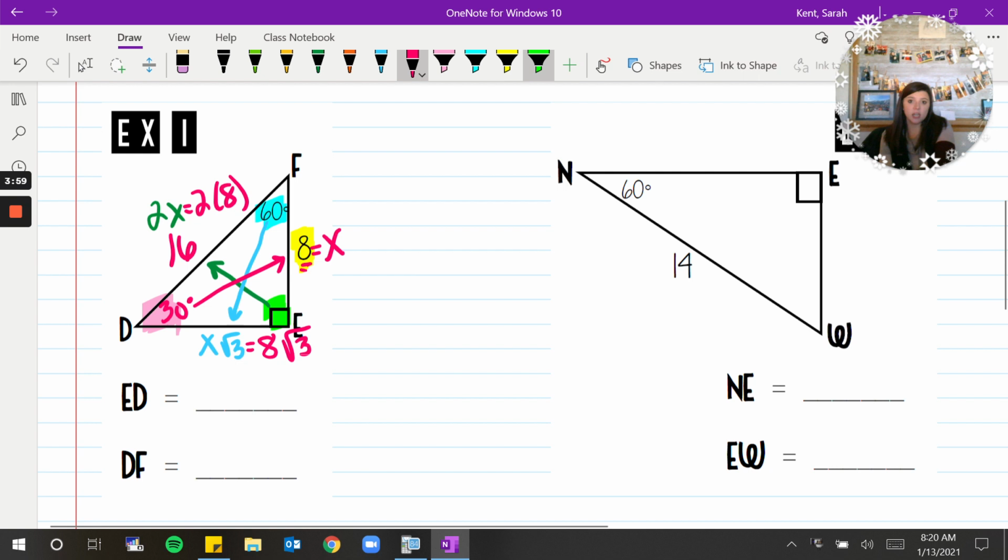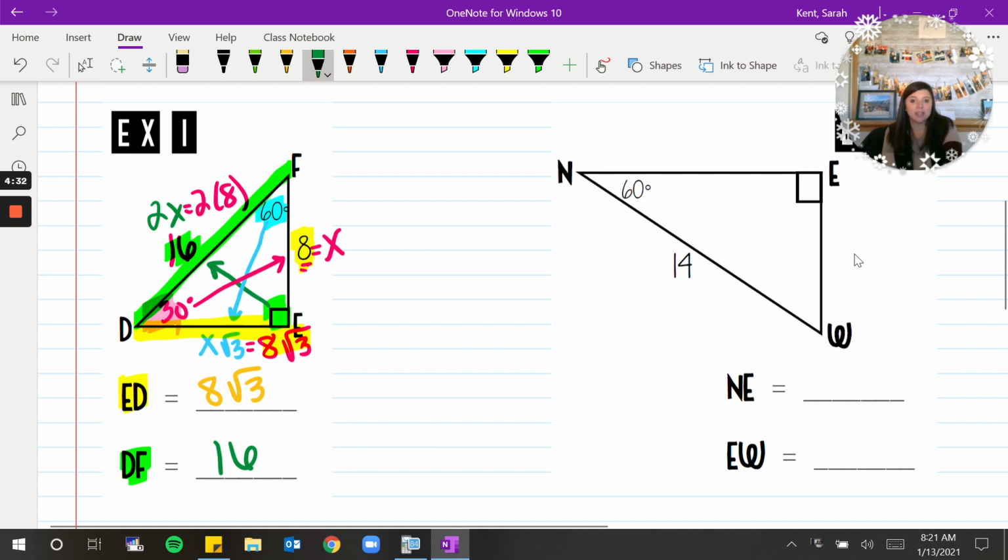So if I look, and let's see, we want from E to D. So E to D is this bottom side, and that answer is 8 square root of 3. And then we want from D to F. So from D up to F, that's where we got 16. So D to F is 16. All right, let's look at another one.